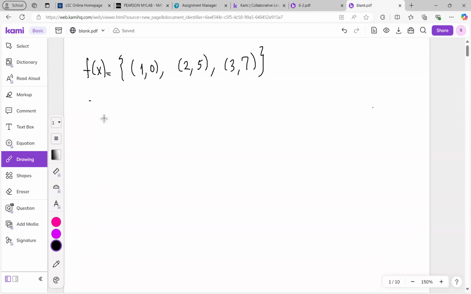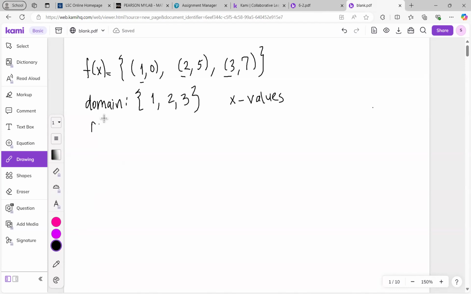For every function, we have something called domain. Domain means the set of the x values. So if I find only the x values in this function, since this function is only made up of these three ordered pairs, the domain will be 1, 2, 3, because these are the only x values. So domain is the x values.